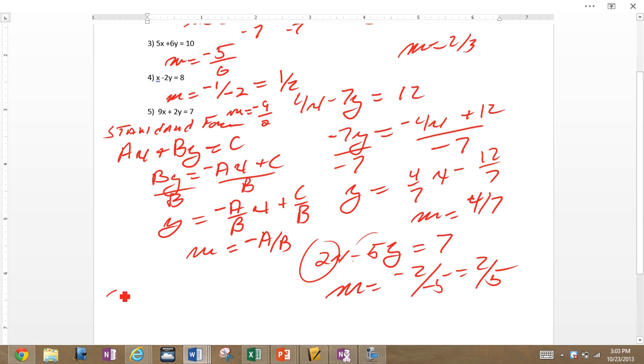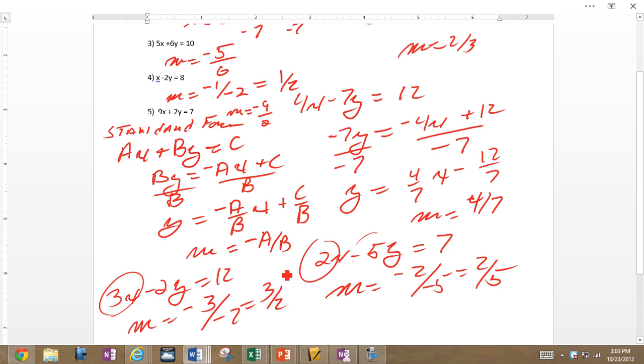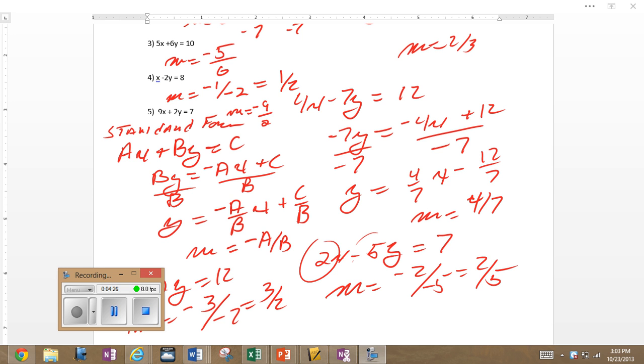Have another one, 3x minus 2y equals 12. The slope, the opposite of the coefficient of x, which is negative 3, over negative 2, which is 3/2. And there you have it.